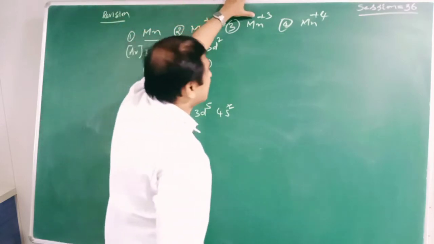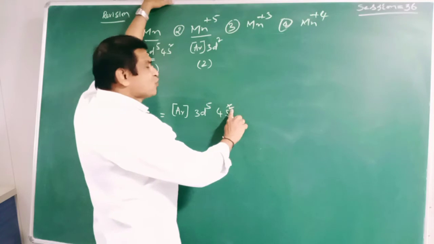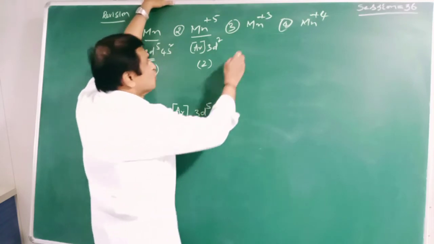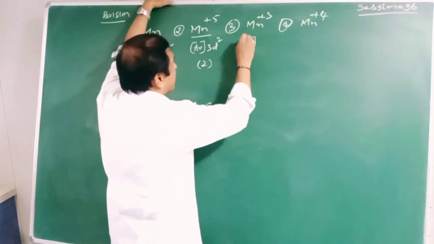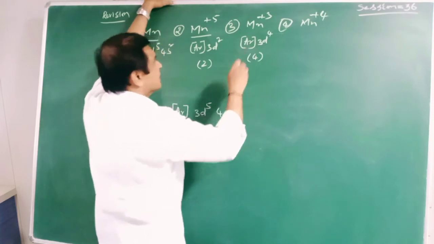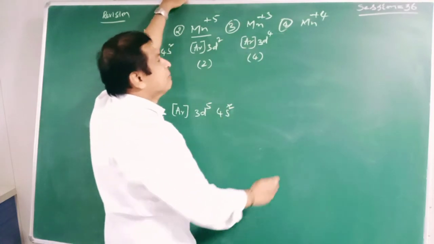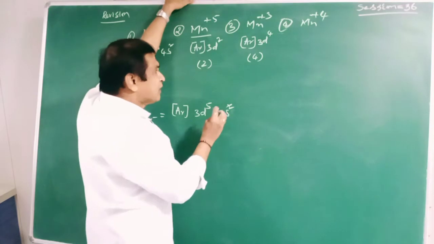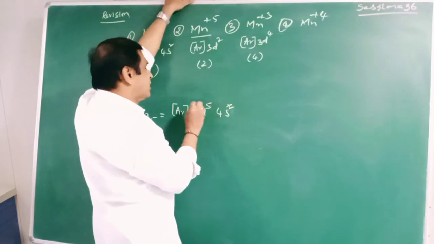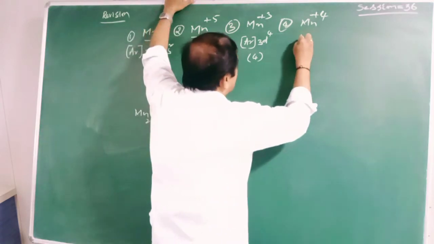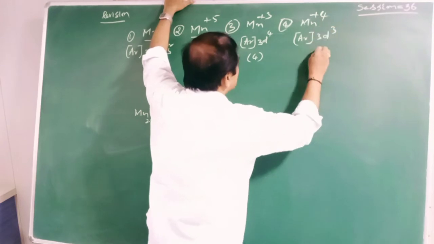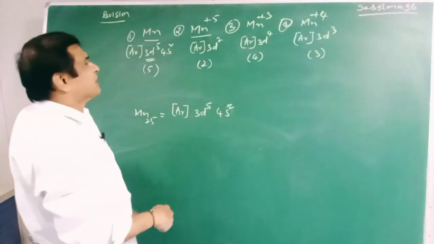Now Mn plus 3. Mn plus 3 means it loses 2 electrons from the outermost shell and 1 electron from the 3d orbital, so argon 3d4. That means 4 unpaired electrons are present. Next, Mn plus 4 loses 2 electrons from the 4s orbital and 2 electrons from the 3d orbital, so it is argon 3d3. That means it has 3 unpaired electrons.